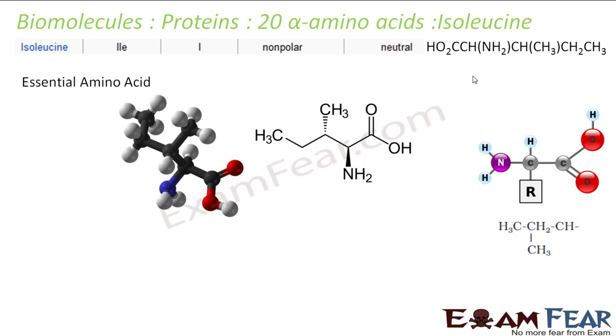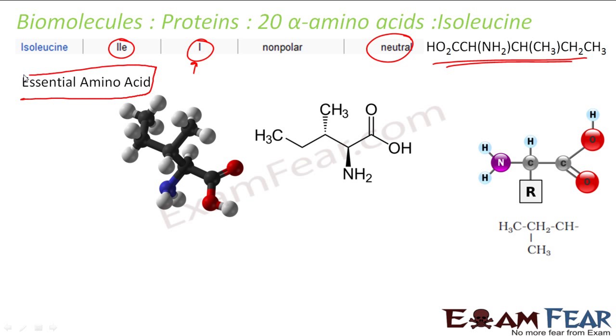The next is isoleucine. Isoleucine, ILE, and I is the 1 letter to denote this. This is neutral, and this is the structure of isoleucine. This is an essential amino acid. Body can't prepare it. So if you see the R here, it is nothing but this. This is found in eggs, turkey, chicken, lamb, fish, cashew, almonds, etc.